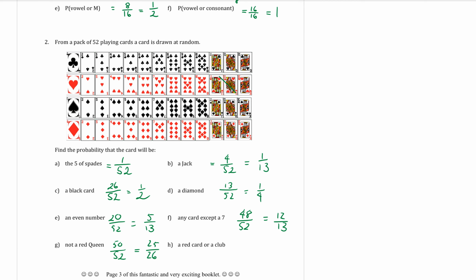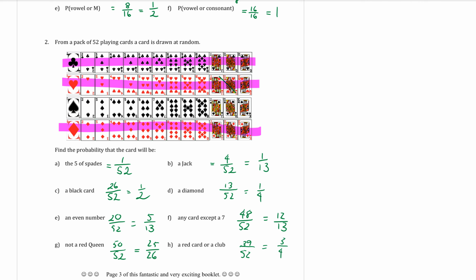Or you just go, what can I divide both of those by? And so you can divide both of those by 2, which is how you get that. Okay, last one, a red card or a club. So I want the clubs and I want all the red ones, which means I want those 3 rows. So 3 lots of 13 is 39 out of the 52, which obviously simplifies to 3/4.